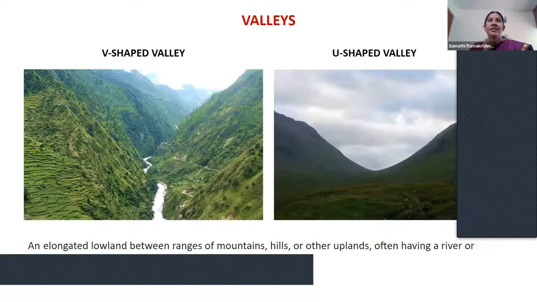Then comes valley. See, it's an elongated lowland between a range of mountains, hills or other uplands. And often a valley has a river or a stream running along the bottom. Down they will have this. And the valleys are categorized into two, V-shaped and U-shaped valleys.